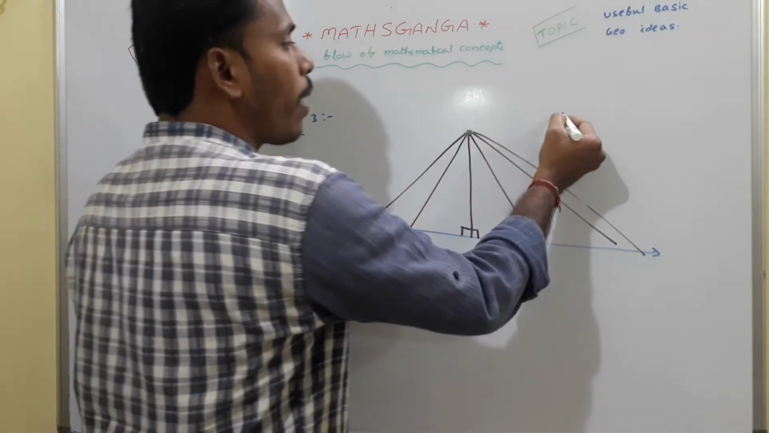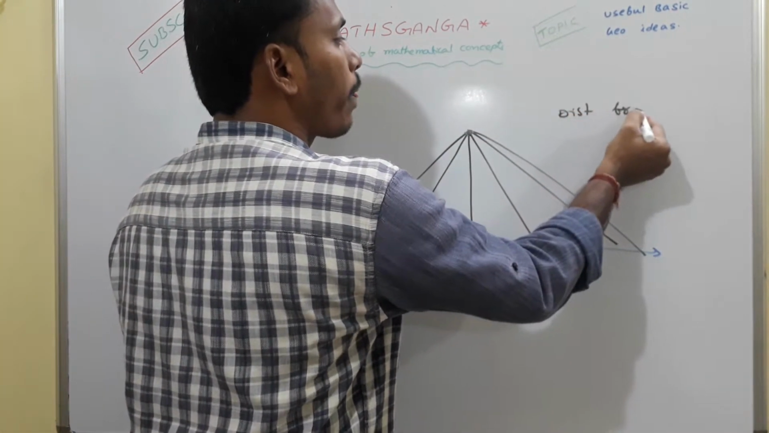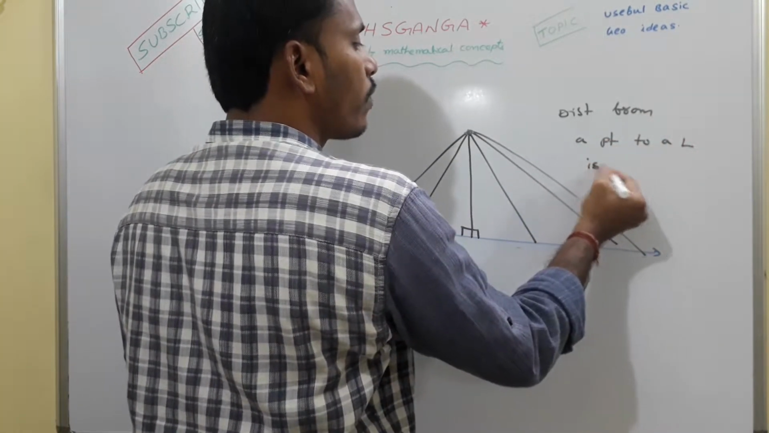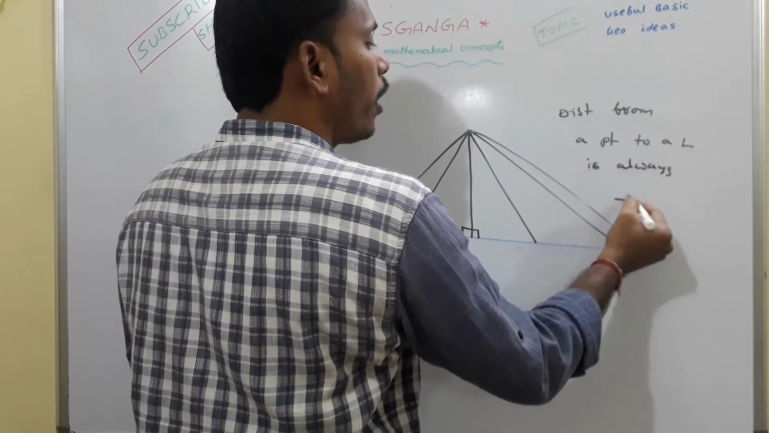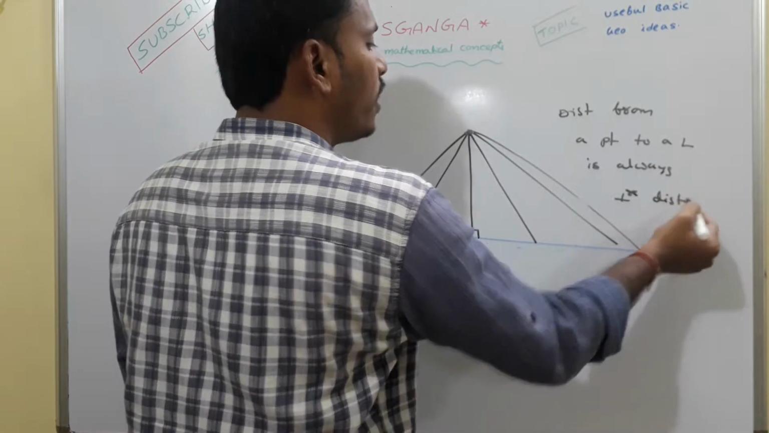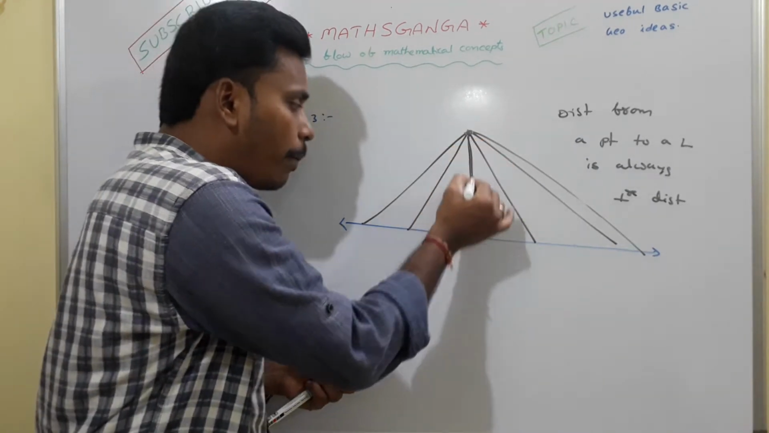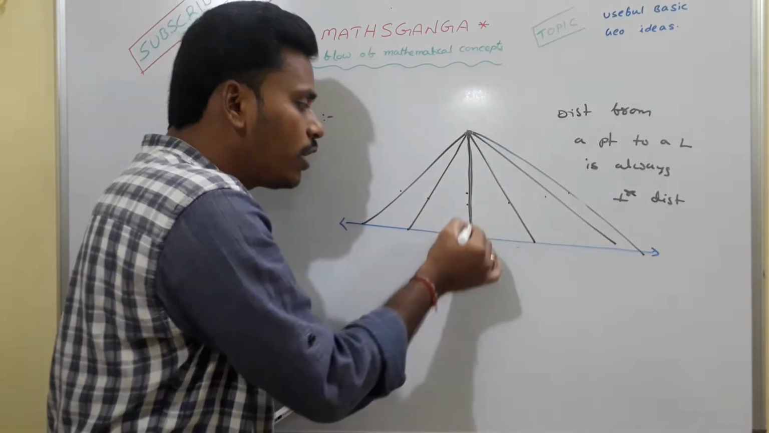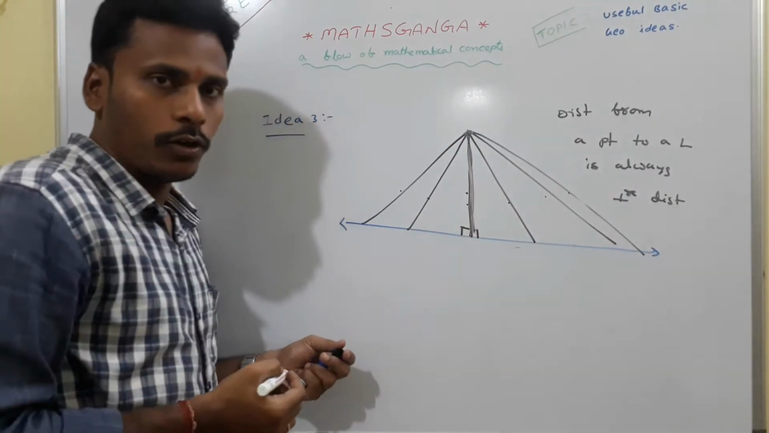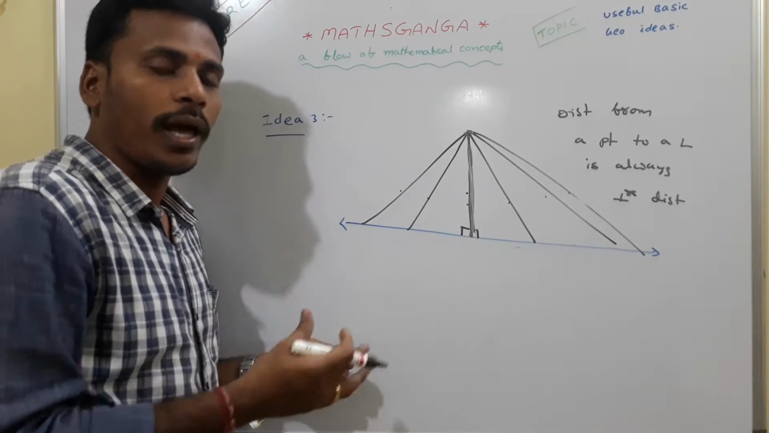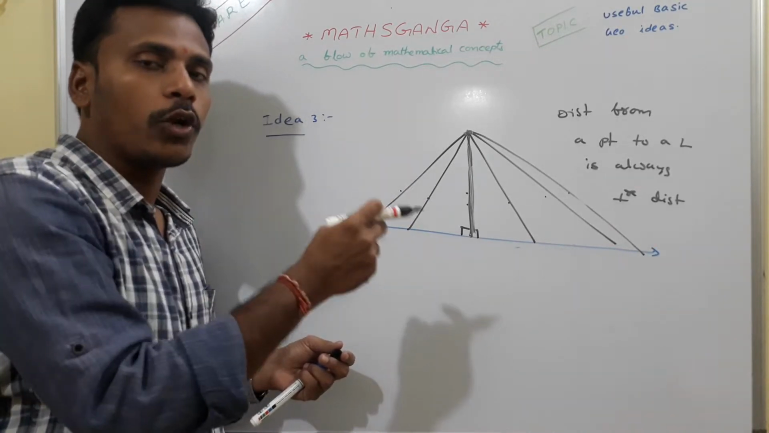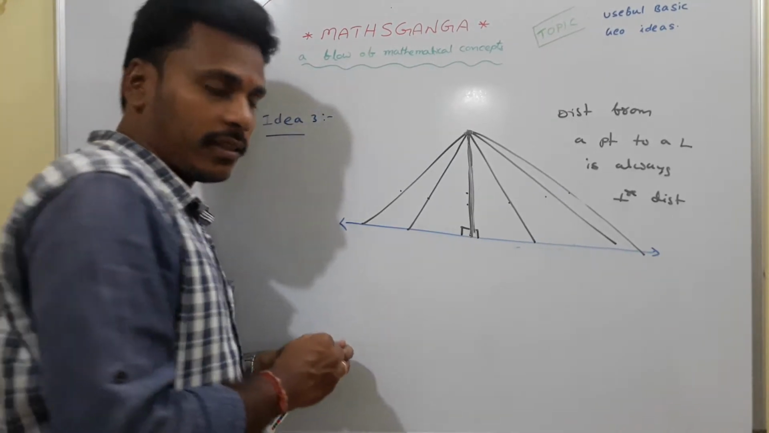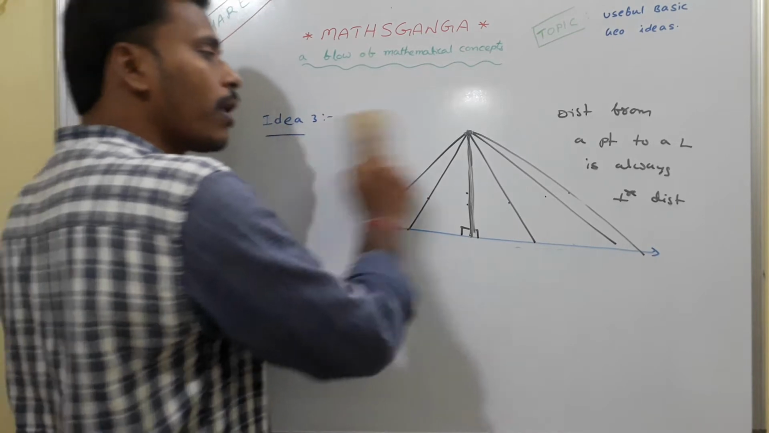So the distance from a point to a line is always the perpendicular distance. We need to keep in mind that the distance from a point to a line is nothing but the perpendicular distance, because among all these distances this is the shortest one, so we usually treat this as the perpendicular one. So in any case, if we face a situation where we need to identify the distance from a point to a line, we have to identify it as the perpendicular distance. So this is idea 3, which is also very useful in solving many problems.